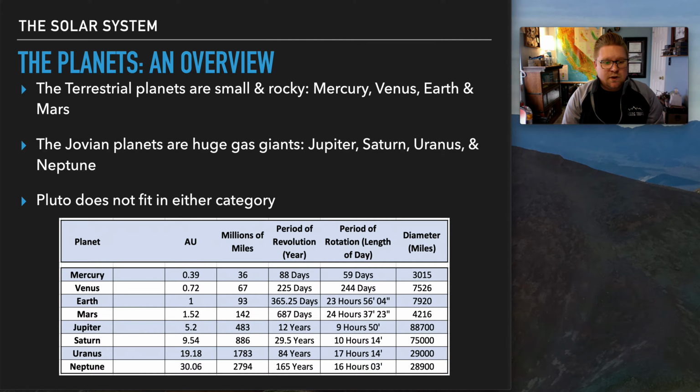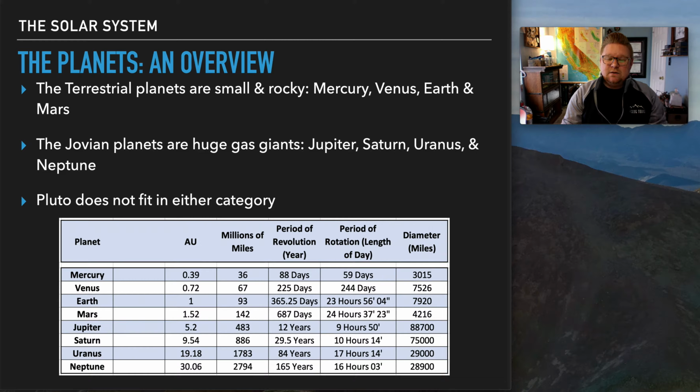So on the table below, I have the planet. I also have it in order of its distance in astronomical units, or how far away it is from the sun. I also converted that into millions of miles to put it in perspective. I've also included the revolution, or what would be considered its year. I also have its rotation, which is going to be considered its day, and then I have its diameter. As an example, we'll look at Mercury. Mercury is about 0.39 astronomical units, which means it's about 36 million miles from the sun.